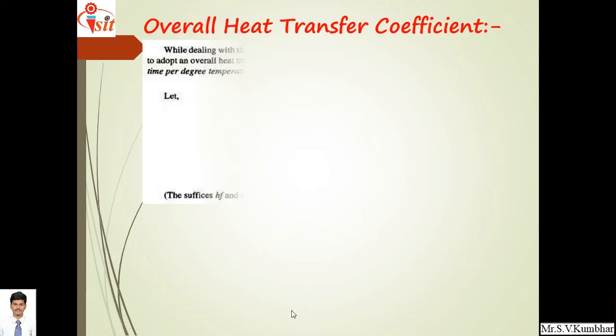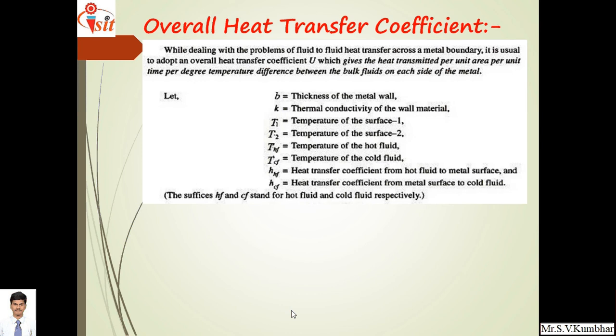Next, overall heat transfer coefficient. Now, while dealing with problems of fluid to fluid heat transfer across a metal boundary, it is usually adopted to use the overall heat transfer coefficient U, which gives heat transmitted per unit area per unit time per degree temperature difference between the bulk fluid of each material. Now, if the heat transfer generally takes place by two modes, first convection, then conduction, generally the overall heat transfer coefficient comes into the picture.